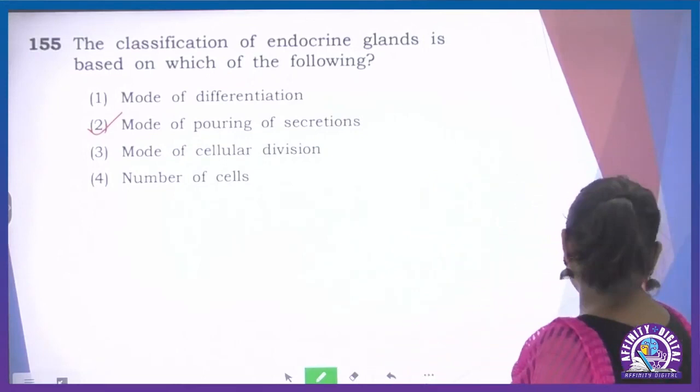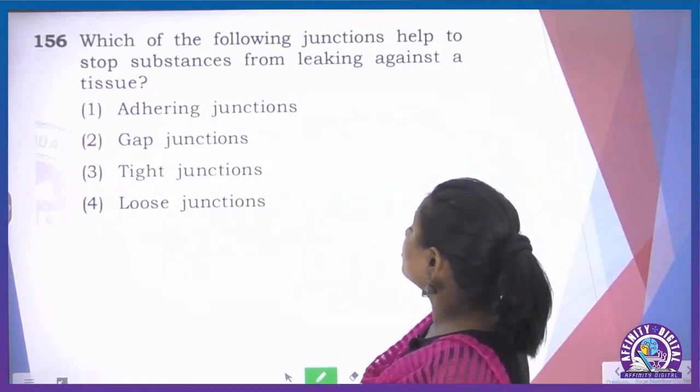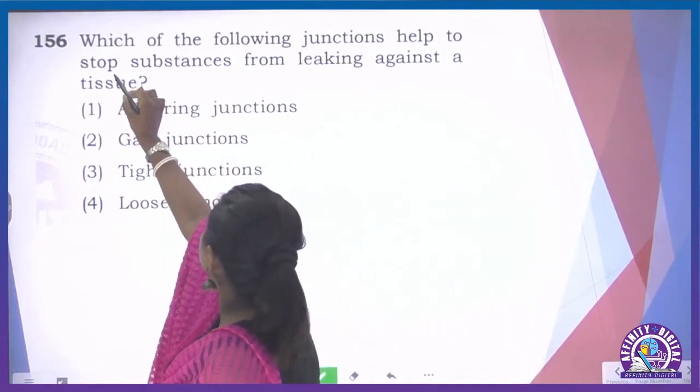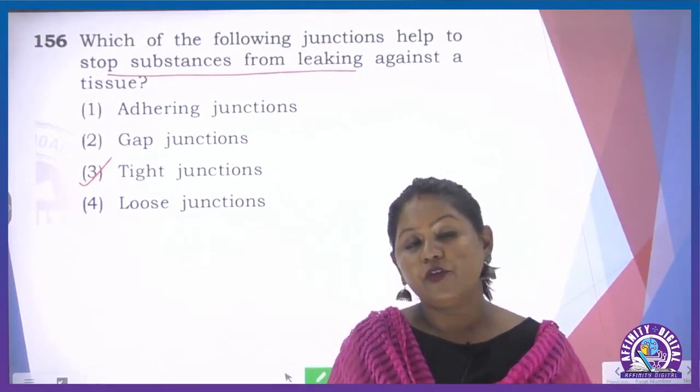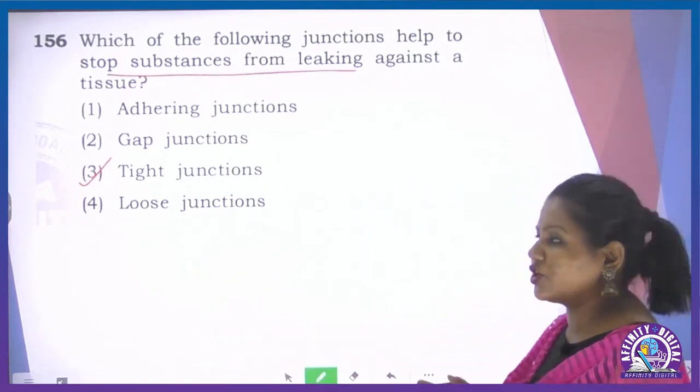Now this is the question from junction. Question number 156. Which of the following junction help to stop substance from leaking across a tissue? Very easy. That is the tight junction. Adhering junction, do neighboring cells ko connect karke rakhta hai for providing structural support. Gap junction, communication karta hai. Jabki another one is the loose junction, jiska existence humne nahi padha hai.